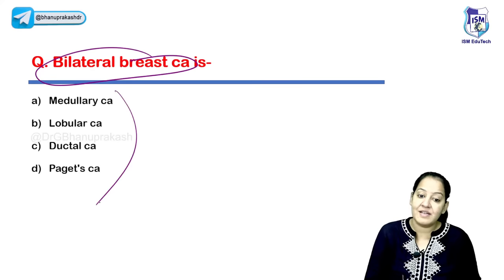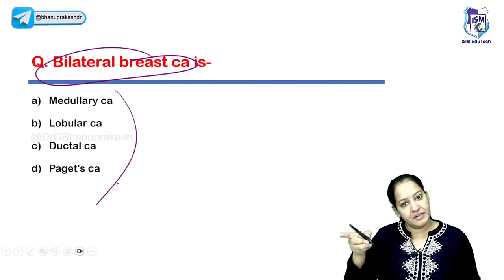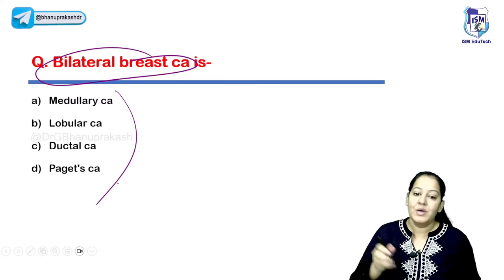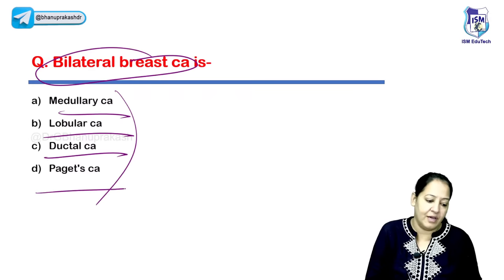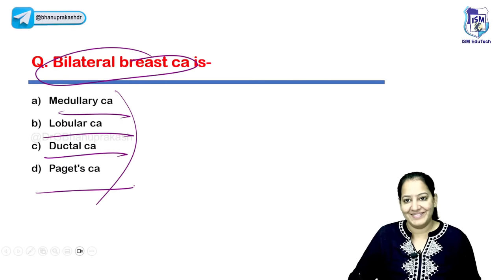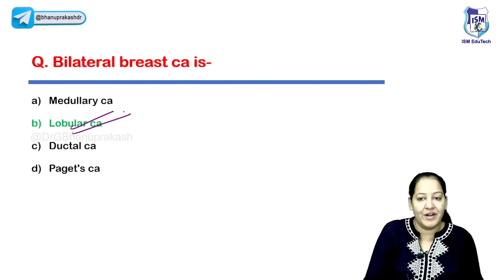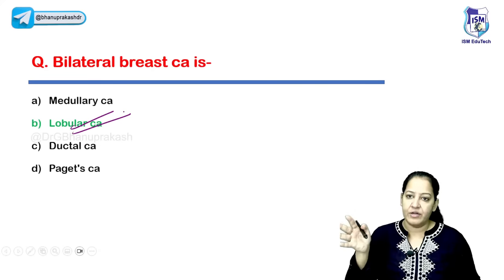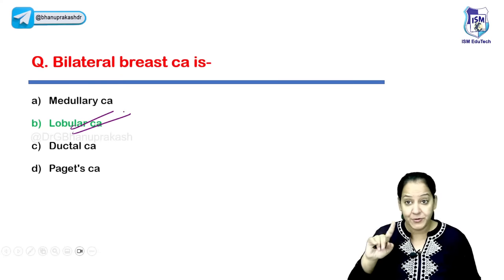Next is bilateral breast cancer. I told you which breast cancer is usually bilateral. If you are getting it in one breast, always rule out the other breast also. Look at the other breast also. Is it medullary, lobular, ductal or Paget? I told you very clearly. Yes, the correct answer is lobular. I told you already, in lobular cancer, if there is breast cancer in one, right or left, look at the contralateral breast also.